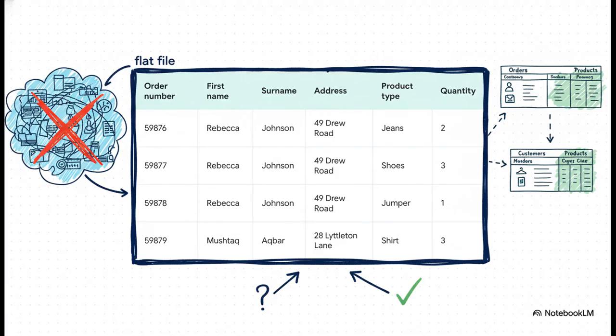Just look at this table from an online store. See how for every single item that Rebecca Johnson buys, all of her details, name, address, phone number, are typed out all over again and again. And look, the same thing for Mushtaq Akbar. That right there, that's what we call data redundancy. And it's not just messy, it's a huge waste of space and honestly, a perfect recipe for mistakes.